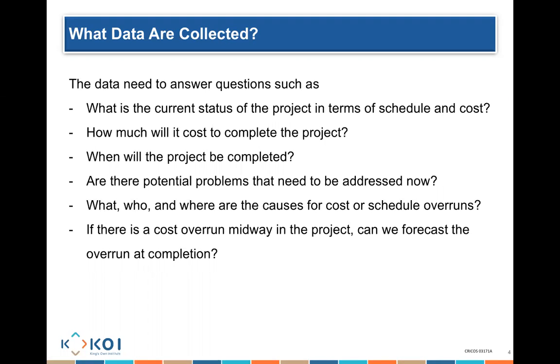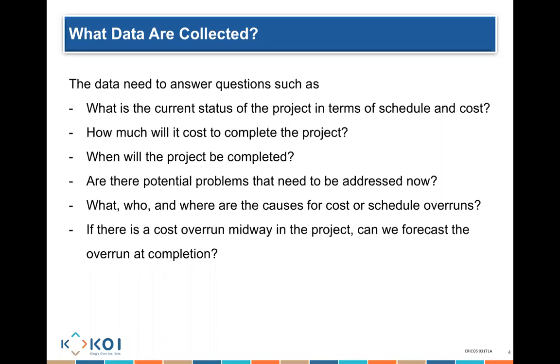How much will it cost for me to complete the project? When will the project actually be completed? Are there potential problems that need to be addressed now for the project to be completed at the time I said it's going to be completed? What are the causes for cost or schedule overruns? Who is causing cost or schedule overruns? Where are the causes for cost or schedule overruns? We need to know about all of this information.